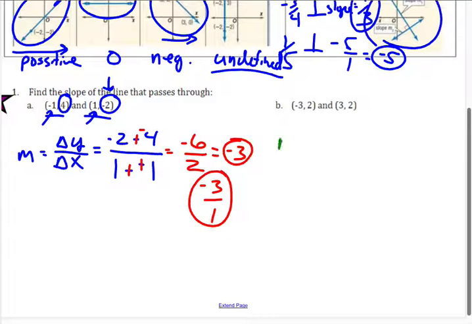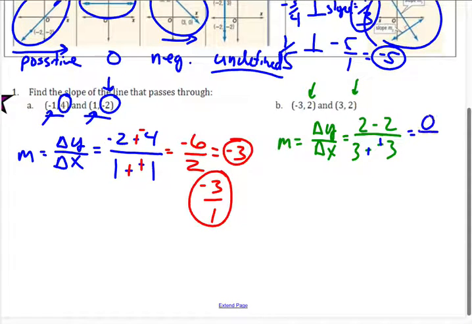Over here, same thing. Slope equals change in y over change in x. So my y values are the same. 2 minus 2, which is going to give us 0. And then 3 minus a negative 3. Now, minus a negative is plus a positive, so this is going to give me 0 over 6. So is my answer 0 or undefined? This would just be 0.